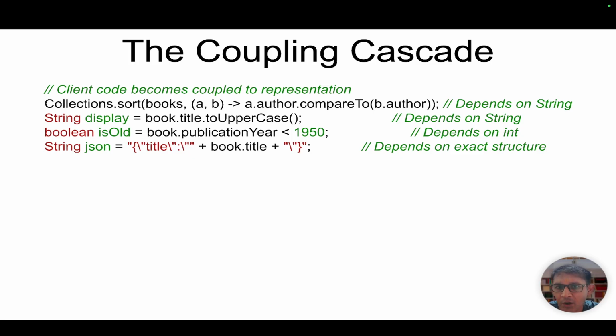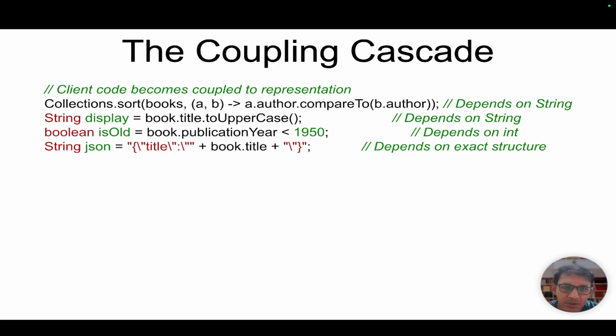Let me paint a picture of how bad this can get. In one code base I worked with, a simple change to support multiple currencies in the system required editing over 200 files across 15 different modules. The change took 3 months and introduced countless bugs because every piece of code that touched money had to be updated. This is what happens when you don't hide your representations.